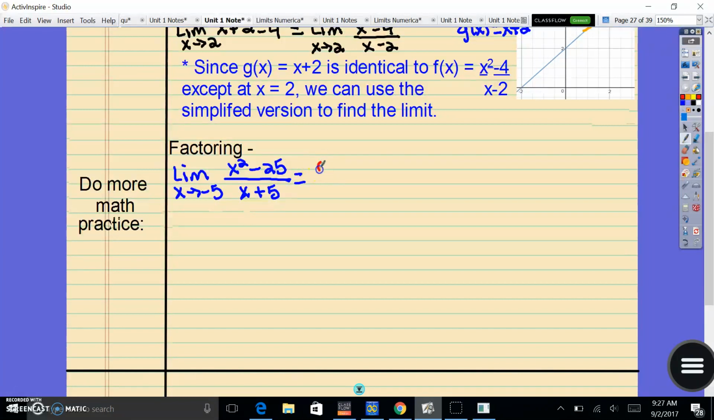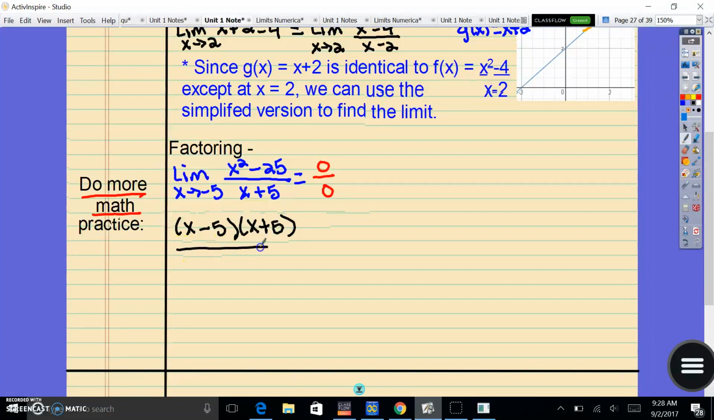And in this case, you do in fact get 0: 25 minus 25. Negative 5 plus 5 is 0 as well. So this means do more math. We're going to try factoring first. x minus 5, x plus 5. And then we are going to divide that by x plus 5. Of course, we expected that to cancel because this means we have a gap.